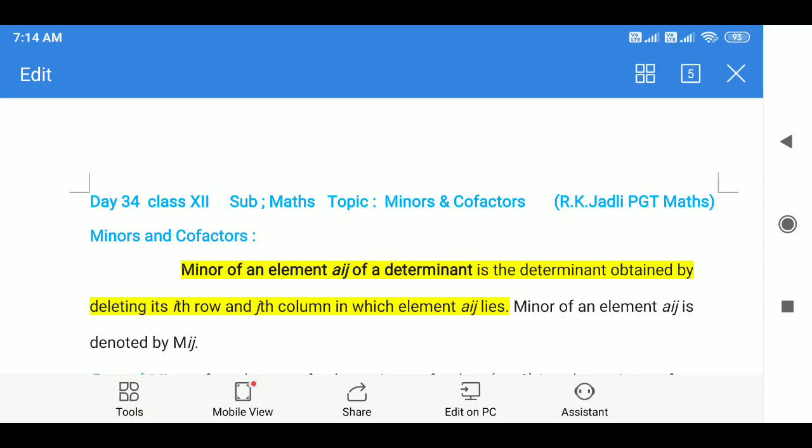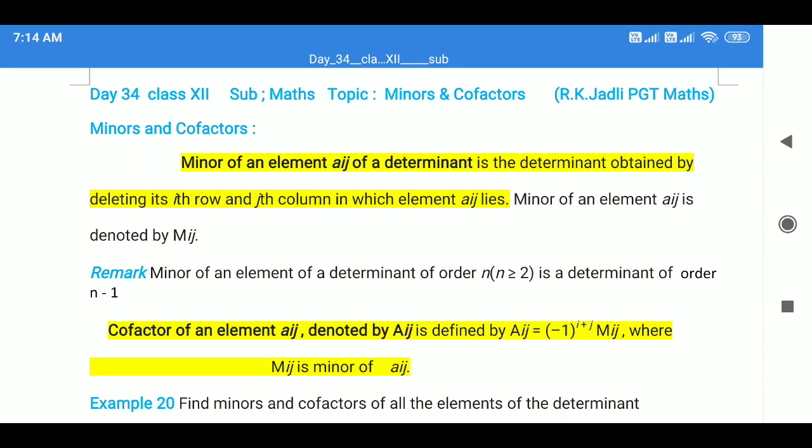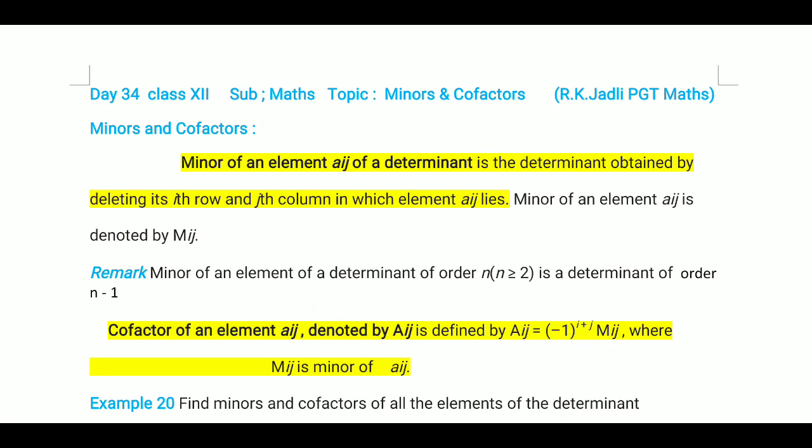Good morning, students. Today we will discuss minors and cofactors of a determinant. The minor of an element Aij of a determinant is the determinant obtained by deleting its ith row and jth column in which element Aij lies. The minor of an element Aij is denoted by Mij.